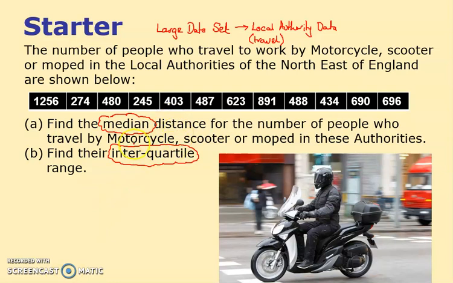And you'll notice this question refers to the fact that one of the sections says how many people travel by motorcycle, scooter or moped. So that's the question. Type them into your calculator. I'm going to pause the video and we're going to see if you can get, remember it's a median and interquartile range.